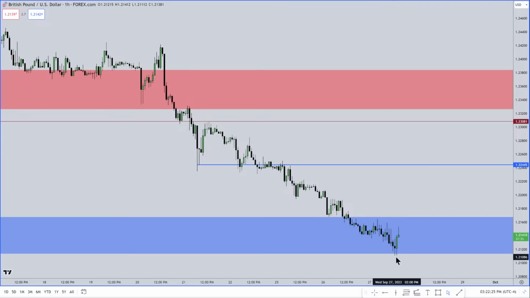Even if the bottom falls out tonight or tomorrow and cable goes below 120, I'm not saying it is, but let's just say if it happened, you have to be able to let that go and not think that you should have known that, because you're preparing yourself for times when not to do something. It's more likely that this thing's going to come up and correct a little bit.